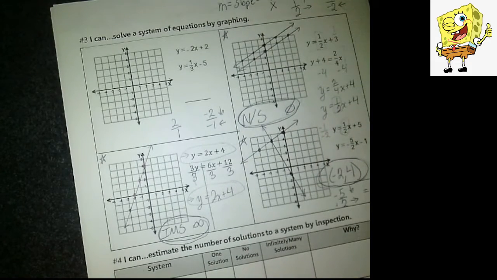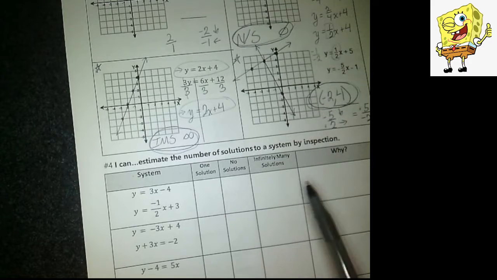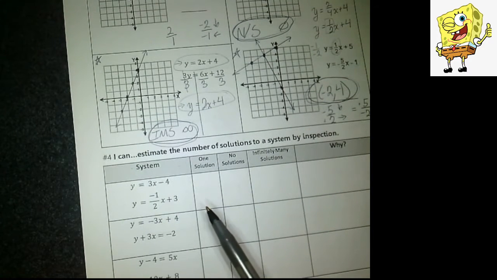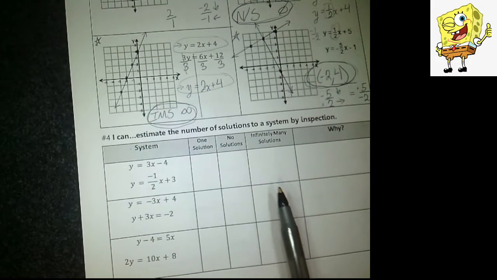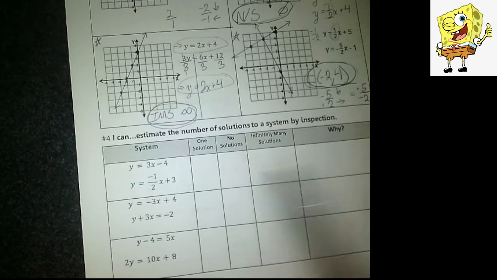Perfect. All right. Let's talk about these. The fourth I can statement, I can estimate the number of solutions to a system by inspection. And we could even wager saying I can identify the number of solutions. We don't have to necessarily estimate. Okay. So the process for this, I'm going to kind of walk through it.